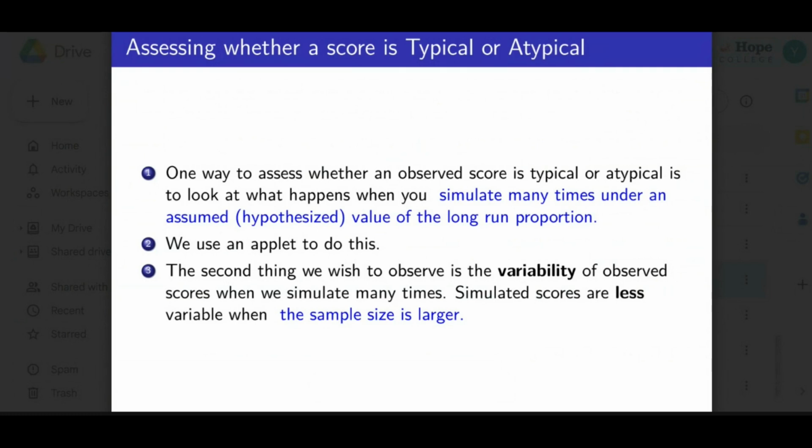1 in 5, good, which is 0.2, 20%. In that case, if you're trying to replicate that study, then your hypothesized value of the long run is 20%. So it's not always 0.5, all right? So you use an applet to do this, and we've talked about it.